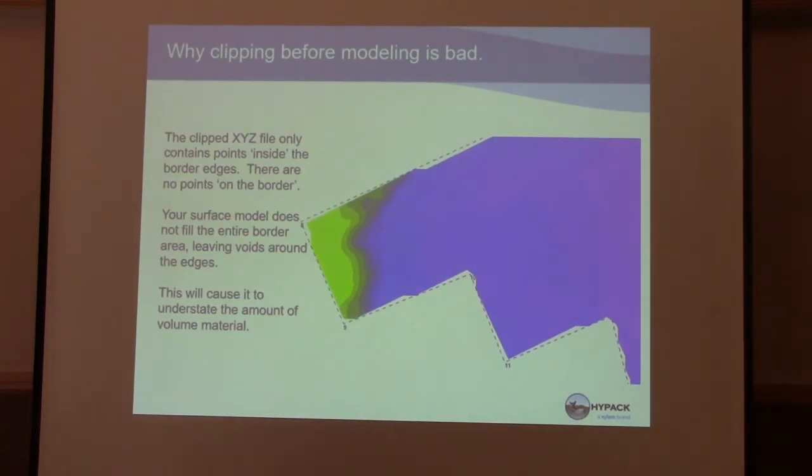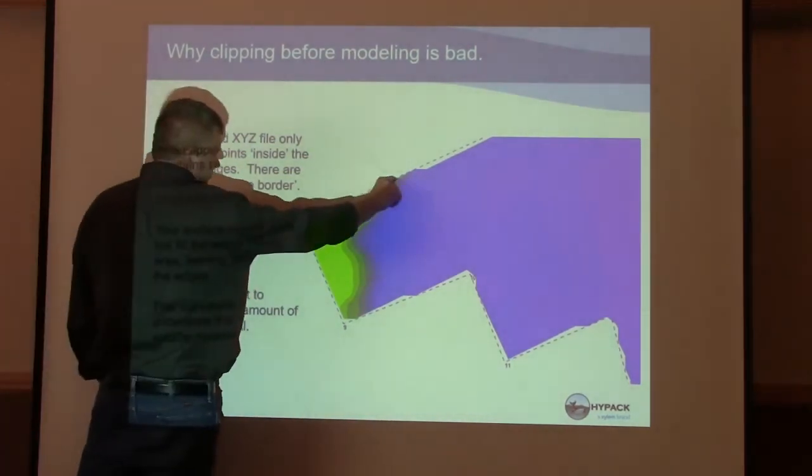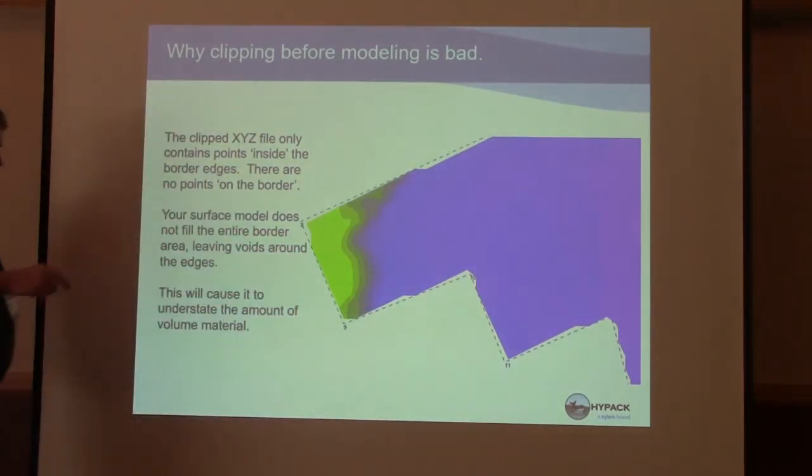So this explains why clipping your XYZ file before you do your tin is bad. Because if you clip your XYZ before you do the tin, you won't have any data at the edges of your XYZ file. If you clip the data, you might underestimate the volume because you're going to eliminate points that would have been outside of the area you care about. Does that make sense so far?